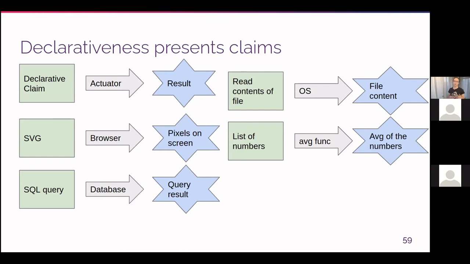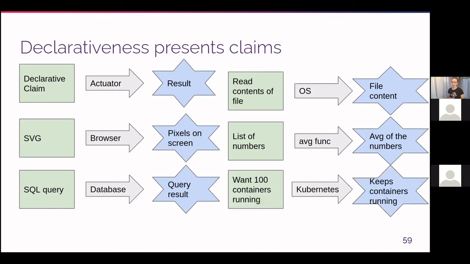So if you have 4 CPUs, then it will maybe use all of the 4 CPUs. And then, of course, I need to relate these examples to something concrete in this talk. Kubernetes functions in the same way. You say to Kubernetes, I want 100 containers running. That's an end state. And Kubernetes is the actuator that actually makes that happen. It starts all of those containers.